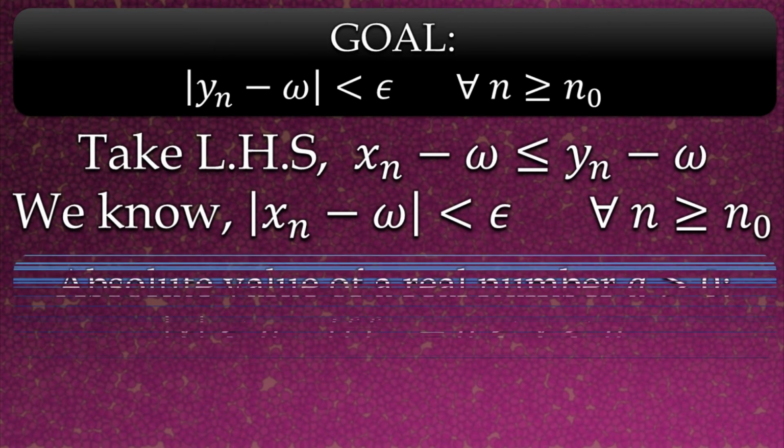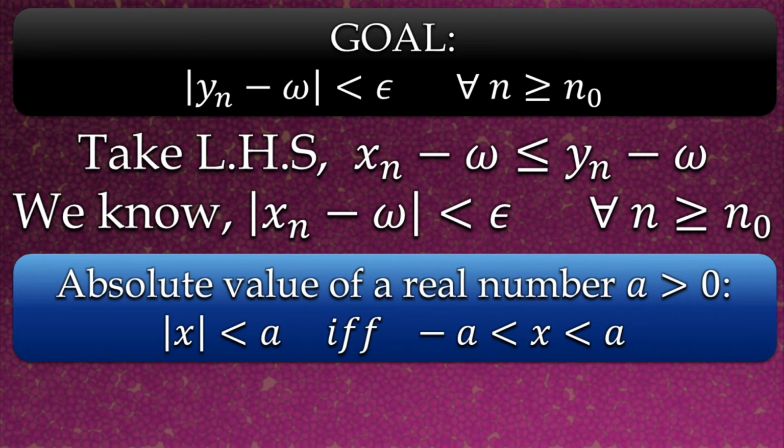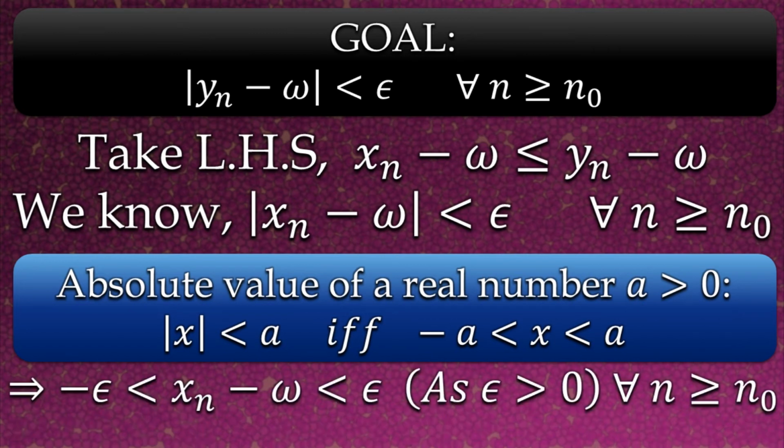Now, I want to remind you of a rule that you have already learned: for an absolute value of a real number a greater than 0, mod of x is less than a if and only if minus a is less than x, which is less than a, where x is a variable and a is greater than 0. So I'm going to apply this rule of absolute value on the absolute of xn minus omega to get this. So we got minus epsilon is less than xn minus omega, which is less than epsilon, as we know that epsilon is greater than 0, and this is true for all n greater than or equal to n naught.